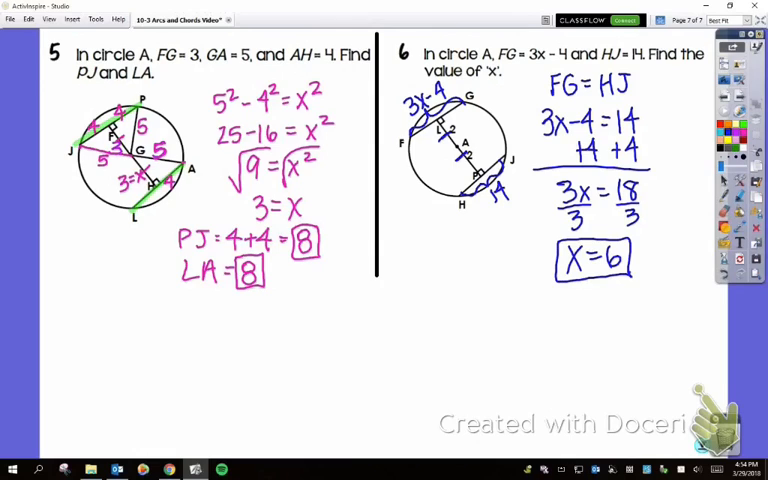Okay. So arcs and chords is all about using those triangles to find what we know is congruent.